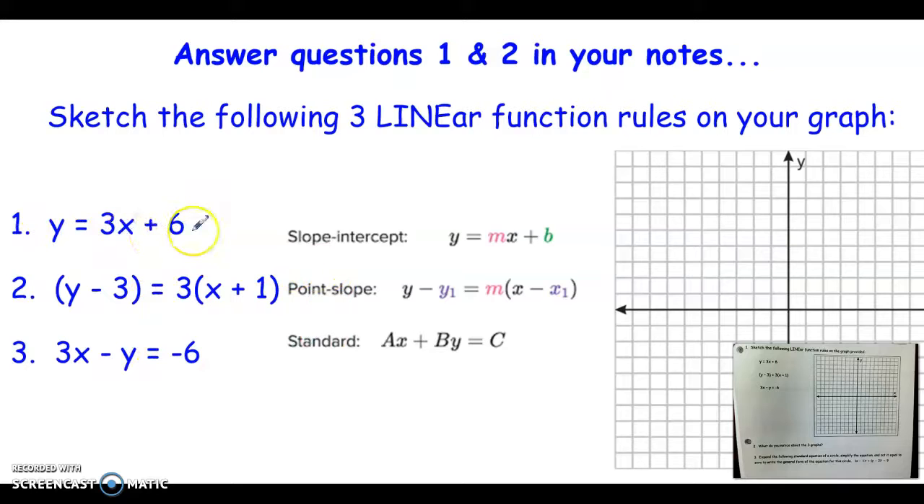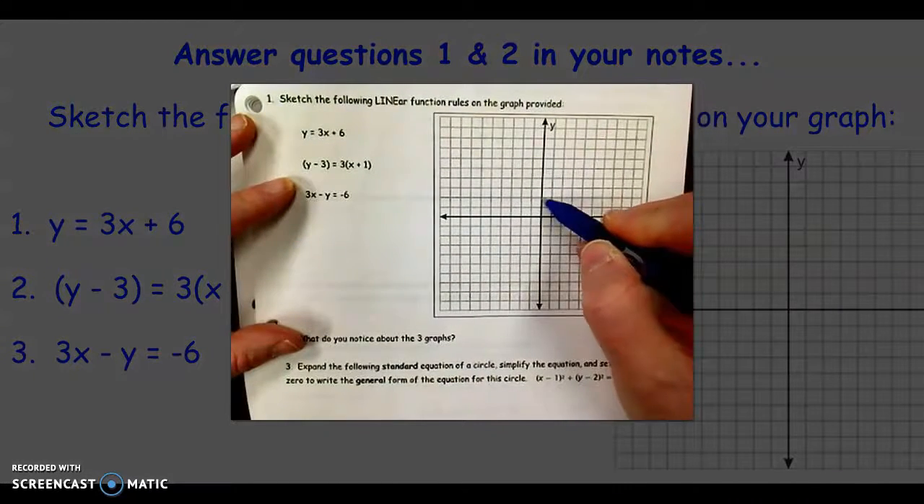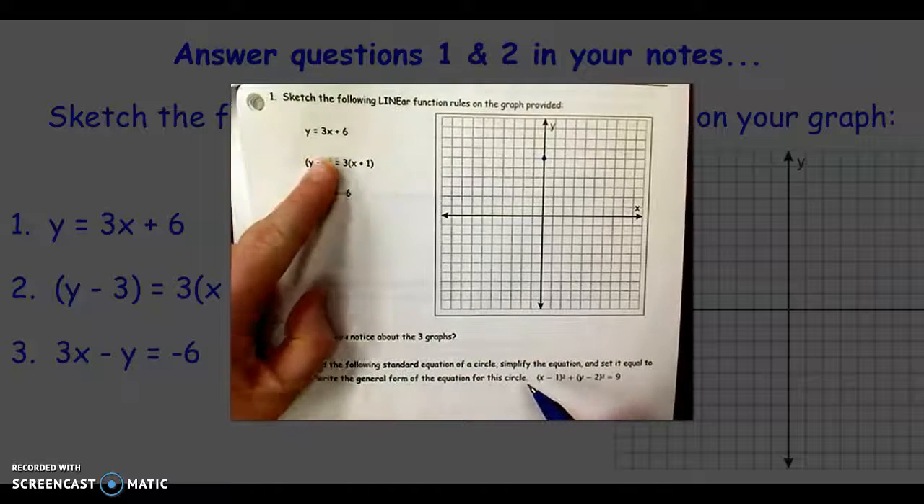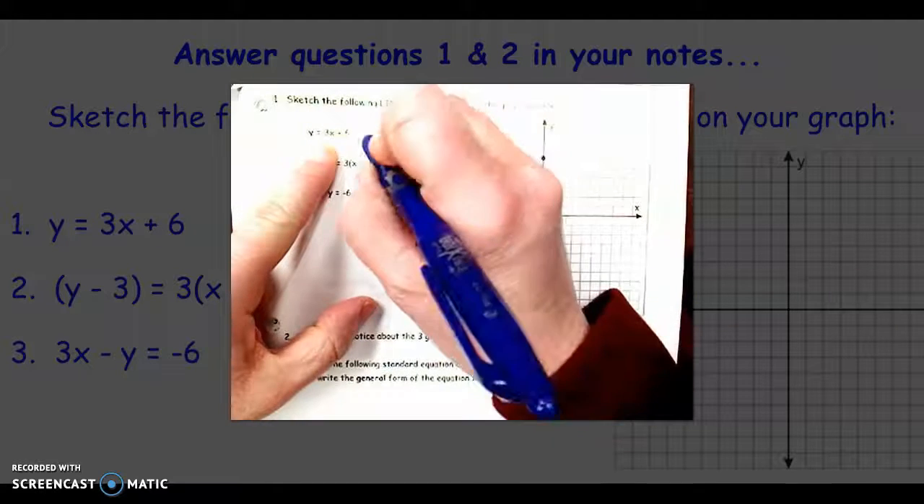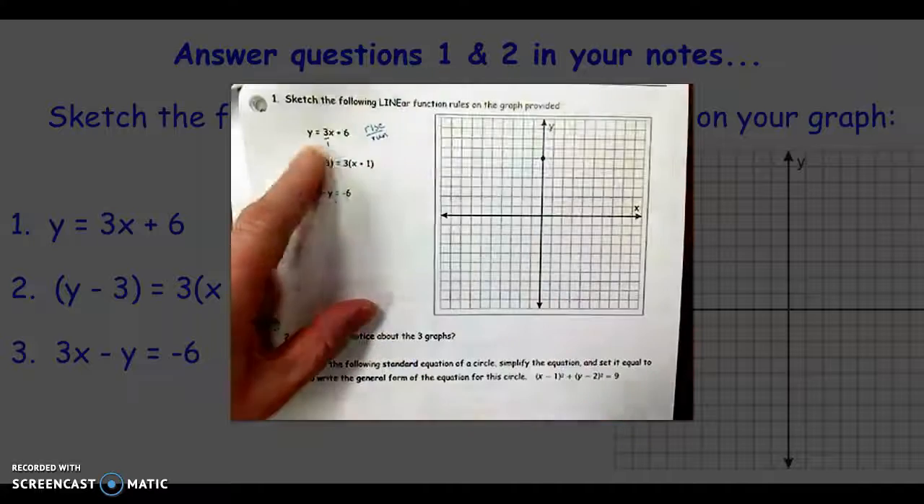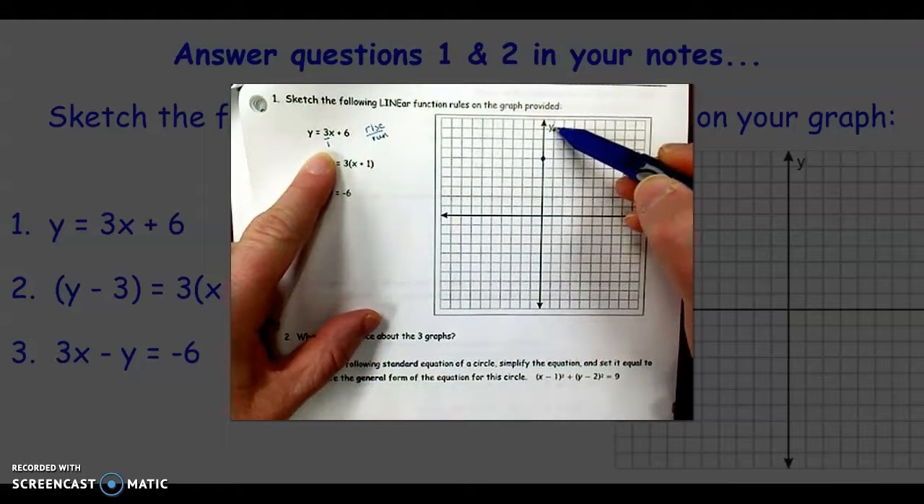The first one is slope-intercept form, y equals mx plus b, where m is your slope and b is your y-intercept. So if I was to graph this line, the y-intercept, my constant, is 6. So I would go on the y-axis to 6 and place a point. The number in front of x is my slope. And remember, slope is rise over run. So 3 is the same thing as 3 over 1. So from this point, I would rise 3 and run 1.